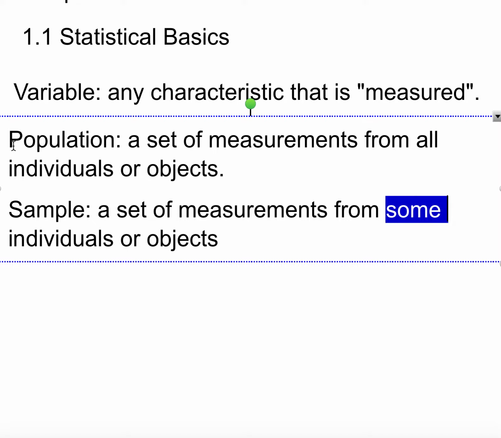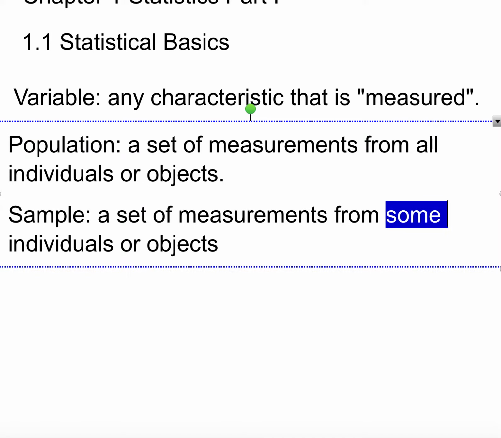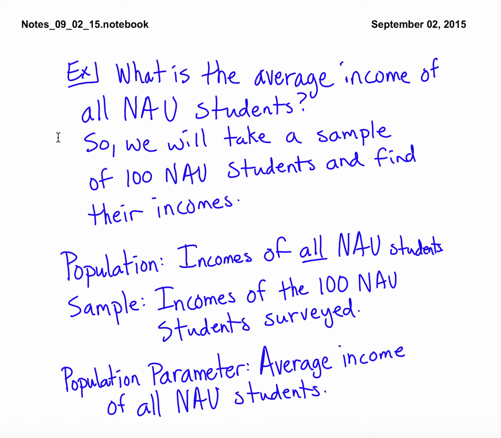So that's kind of what it looks like. That's what a population sample looked like in a variable. As an example here, what is the average income of all NAU students? We're going to take a sample of 100 NAU students and find out their incomes. So the variable that we're measuring is the income of a person, an NAU student.